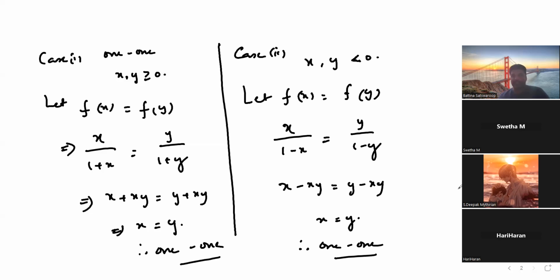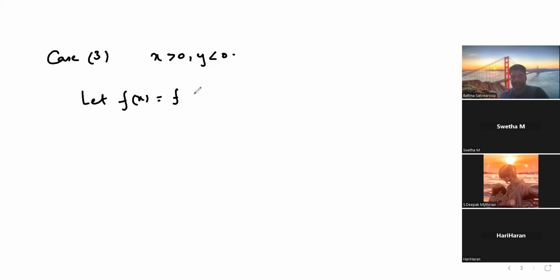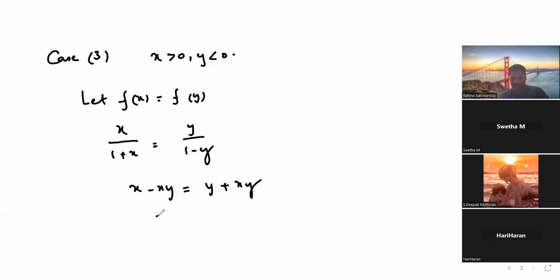Is there a chance for x greater than 0, y less than 0? So case 3, x greater than 0, y is less than 0. What will this become? Let f of x is equal to f of y. x by 1 plus x is equal to y by 1 minus y. x minus xy is equal to y plus xy. So x minus y is equal to 2xy comes, right?